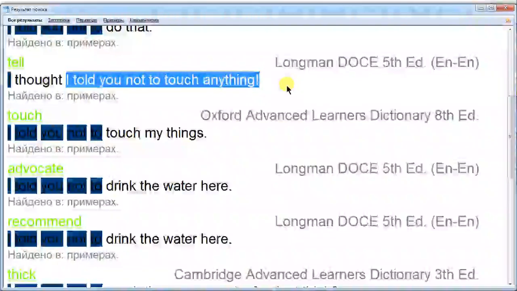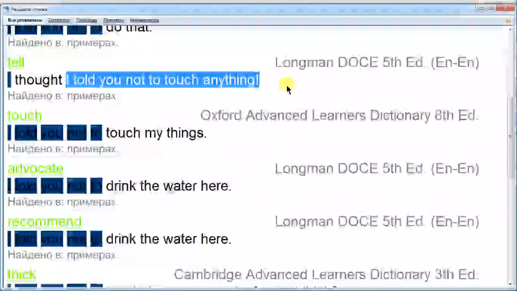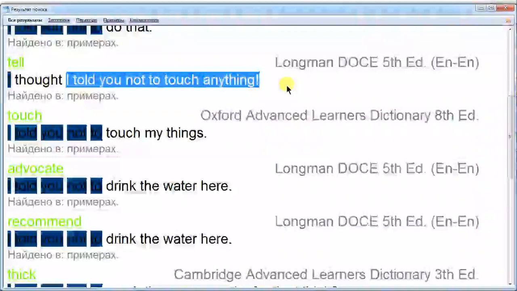I told you not to drink the water here. It's not clean. It's dirty. Don't drink there. Okay? It's totally not to drink. Okay? You understand?